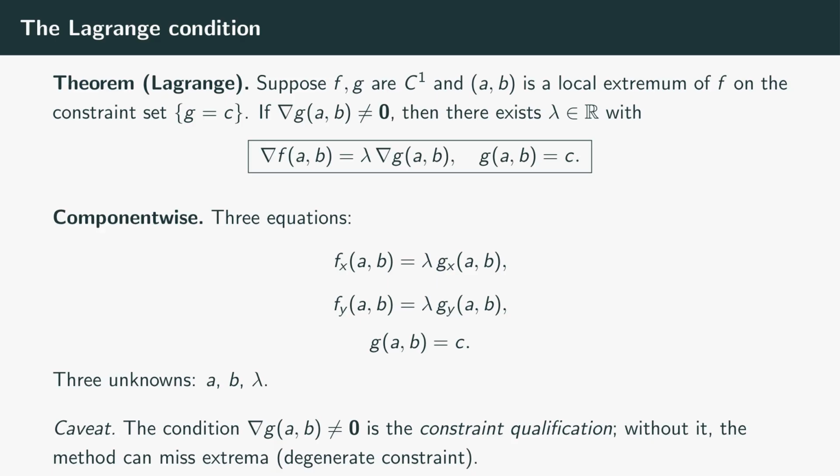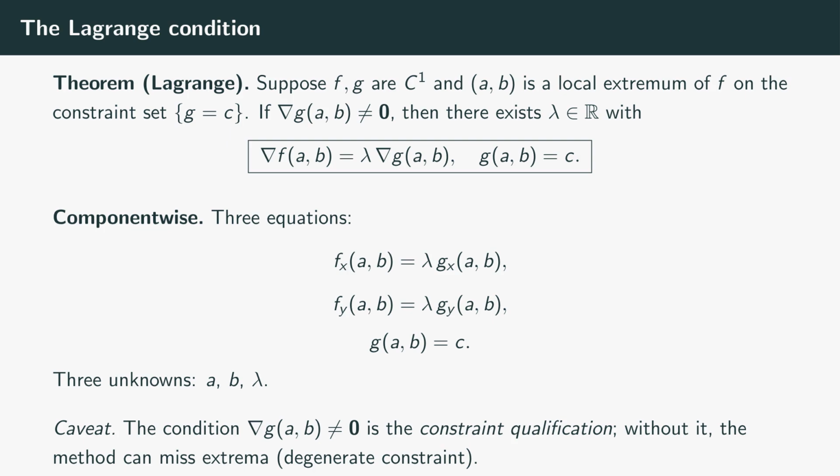That's a vector equation in two components, so it's two scalar equations: f sub x equals lambda times g sub x, and f sub y equals lambda times g sub y. Add the constraint g of x, y equals c, and you have three equations in the three unknowns x, y, and lambda. Solve the system and you get a list of candidate points. The candidates include all the constraint extrema, but might also include boundary points or non-extremal critical points, so you typically classify the candidates by directly evaluating f at each one and comparing.